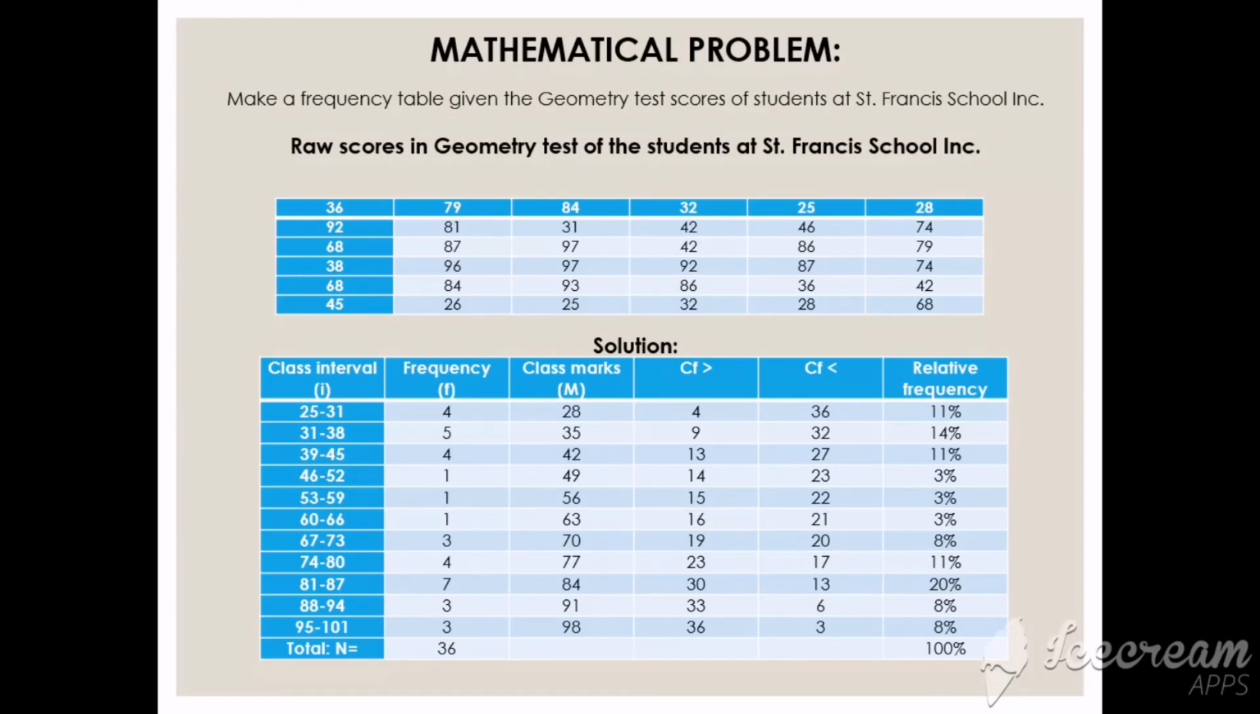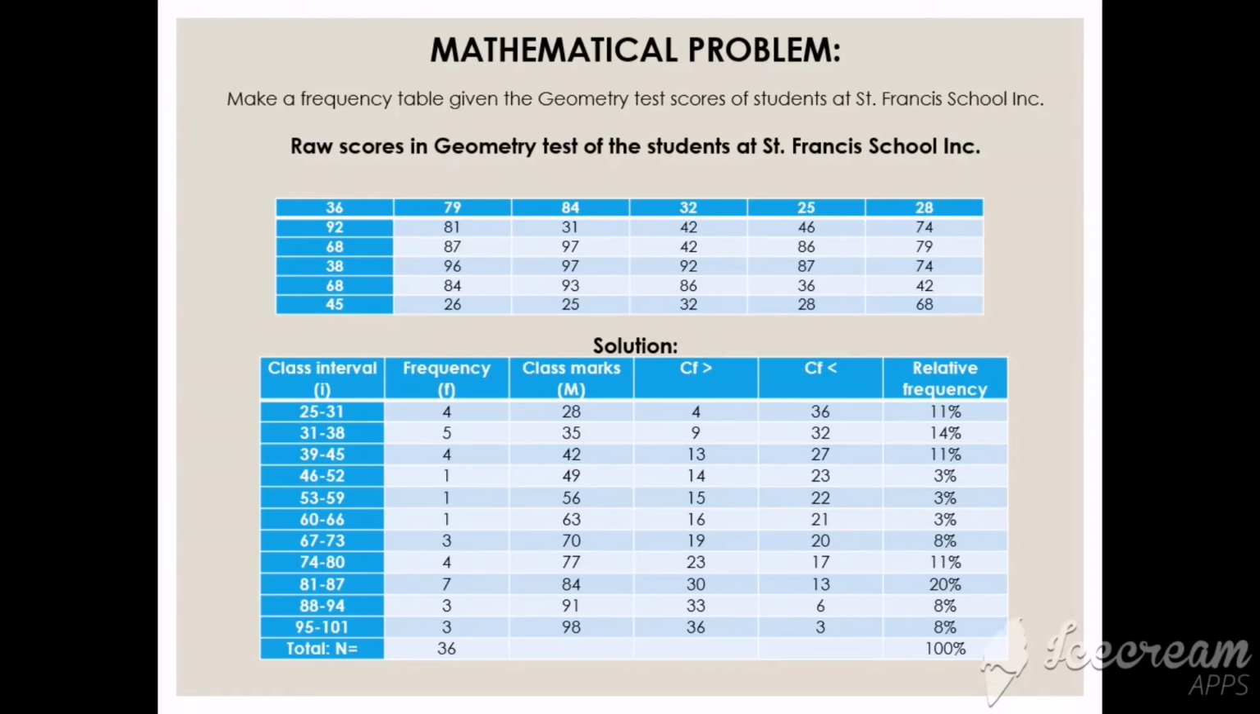greater than cumulative frequency, less than cumulative frequency, and the relative frequency. So, ganun ulit yung class interval natin or yung class size natin, which is 7. So, meron tayong 25 to 31, 31 to 38, 39 to 45, 46 to 52, 53 to 59, 60 to 66, 67 to 73, 74 to 80, 81 to 87, 88 to 94, and 95 to 101.